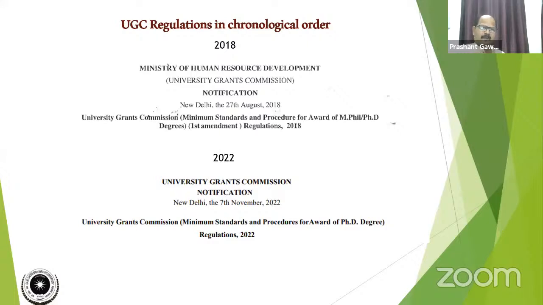And during this tenure, there were again four amendments from 2018 to 2021. Later, in 2022, one more gazette notification was issued, but the name is slightly changed. That is, University Grants Commission Minimum Standard and Procedure for Award of PhD Degree only. That notification is called Regulation 2022, right?